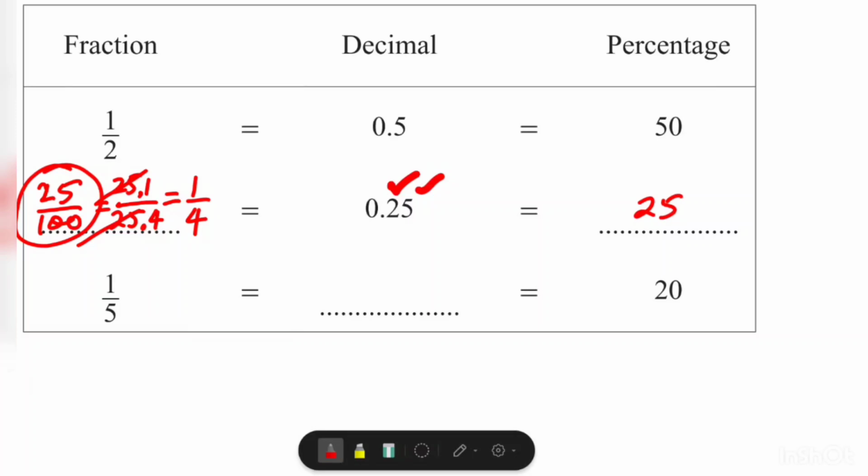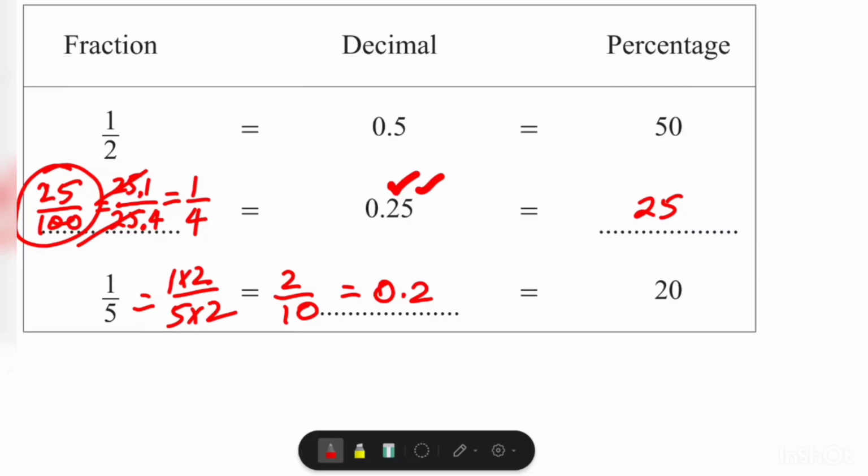1 by 5 is what? If we convert it, the denominator can be converted to 10 or 100, right? If we convert that to 10, we can write 1 by 5 as multiplying by 2, right? 1 multiplied by 2, 5 multiplied by 2, can be written as 2 by 10. 2 by 10 is 0.2, so it is 0.2.